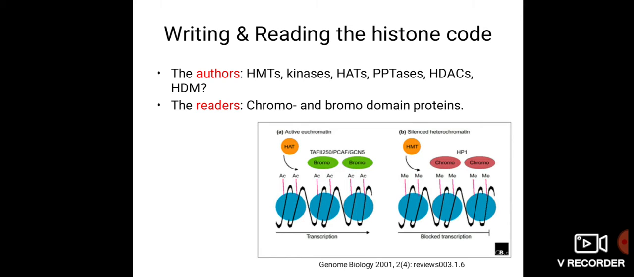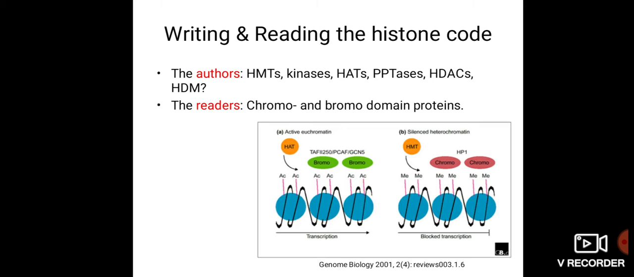So the writing and reading of these particular histone codes: the authors of histone codes are HMTs, kinases, HATs, PPTases, that is phosphotransferases, HDACs, and HDMs. HDM is a question mark, as the demethylases are not being found much. Whereas these are the authors, meaning they are going to cause the modifications.